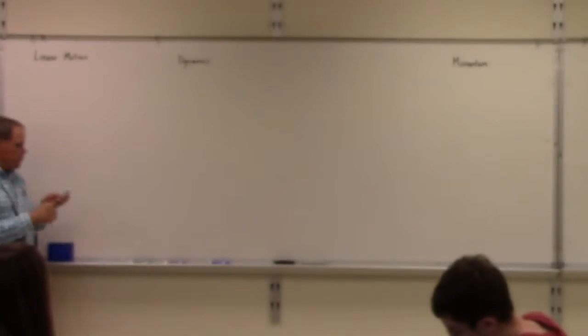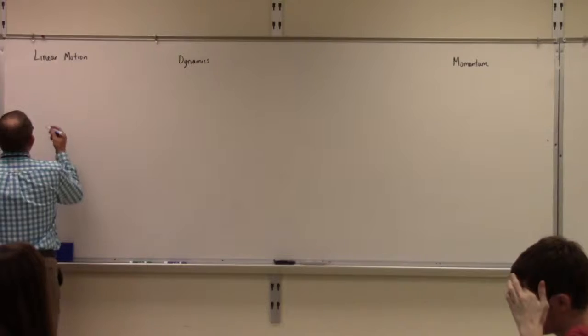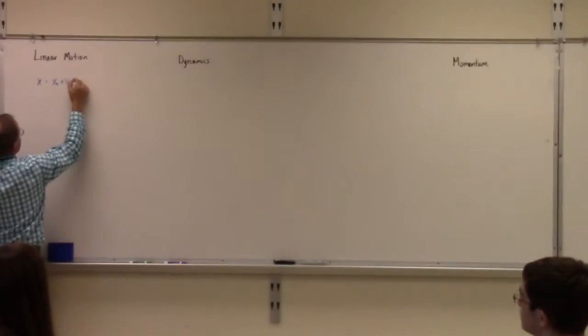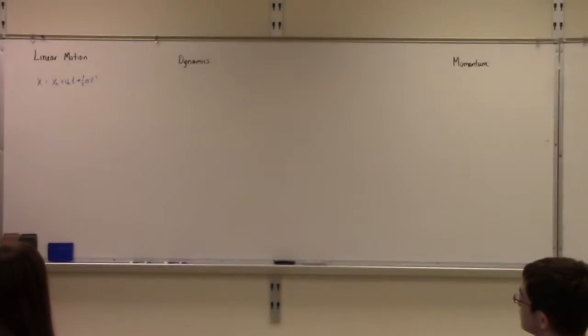With linear motion, you have 3 equations in your reference sheet, which look something like this. The first one, I'm going to write in a slightly different form, but basically the position of an object is equal to its starting position plus its initial velocity times the time, plus 1/2 the acceleration times the time squared, and that's probably the most important equation.